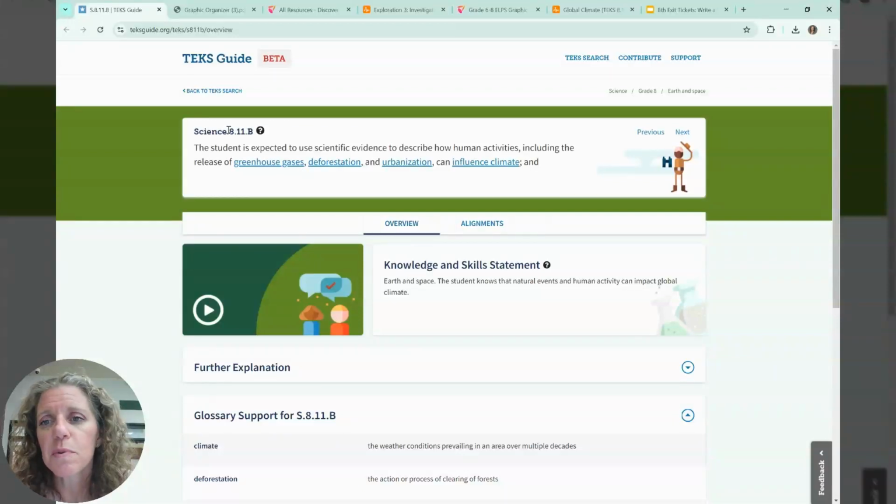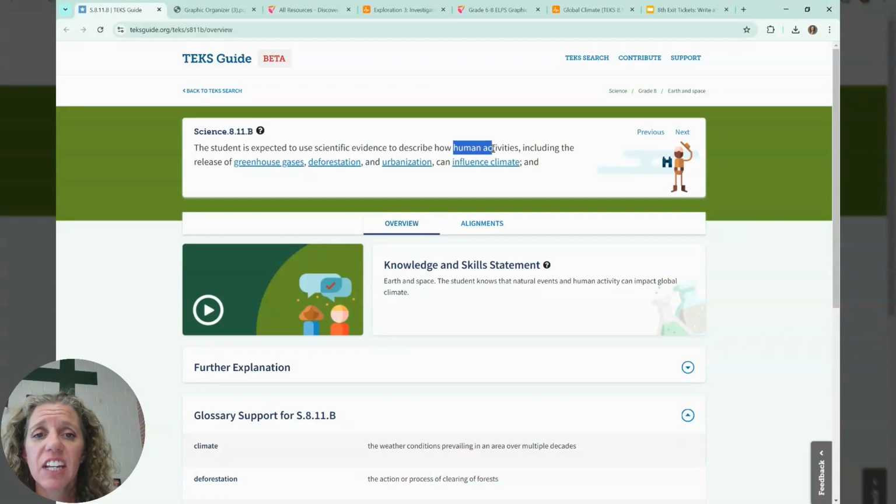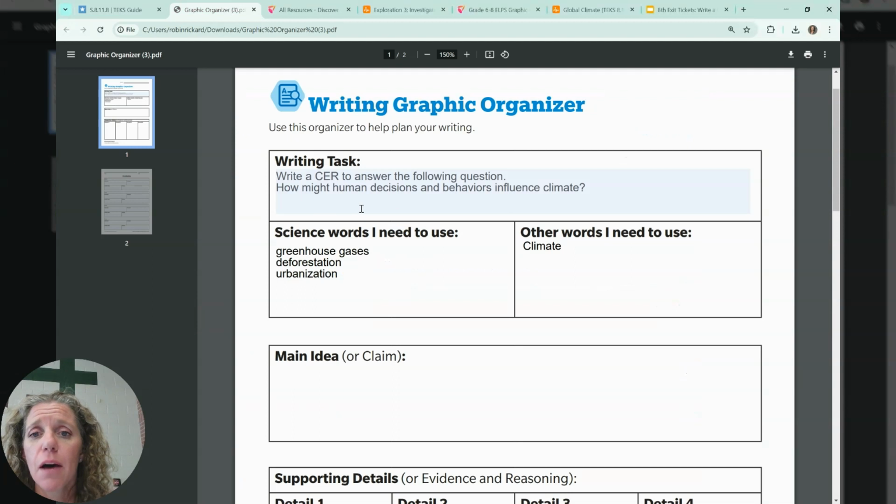Today in our content corner, we're talking about 8.11b, which is essentially the same as 8.11a. It's just now that we're talking about human activities instead of natural events. So our students should be able to answer the question, how might human decisions and behavior influence climate?